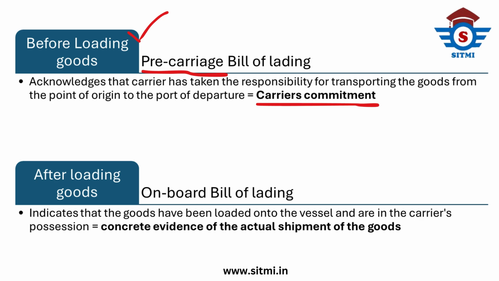In the second case, when the bill of lading is created after the loading is done onto the ship, this is done particularly with traditional ocean freight shipments. The bill of lading may be prepared after the goods are loaded onto the ship and the carrier has verified their condition and quantity. This type of bill of lading is often referred to as an on-board bill of lading. It specifically indicates that the goods have been loaded onto the vessel and are in the carrier's possession.